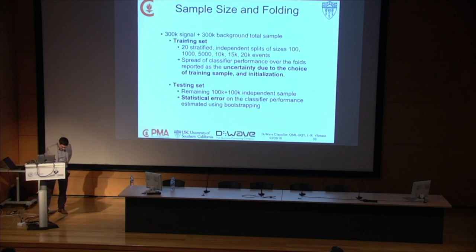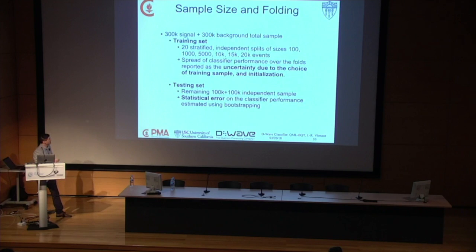A quick slide on the sample size and one of the aspects of folding that we've used. There are about 300,000 events of signal, and the same amount in background. The training sets were actually folded 20 ways, and then we used different training sizes: 100 events to do the training 20 ways, 1,500, and so on and so forth.